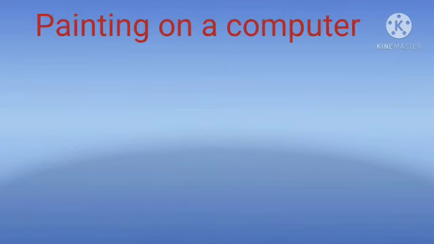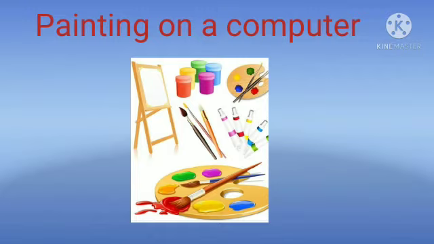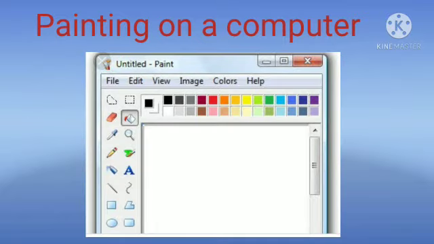Painting on a computer. When you want to paint on paper, you need colors, brushes, water, and a platter for mixing the colors. You also have to clean up after you are done. On a computer, all you need is your imagination. A program called MS Paint is used for drawing and painting on the computer.